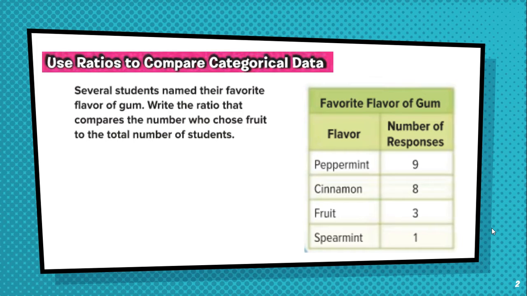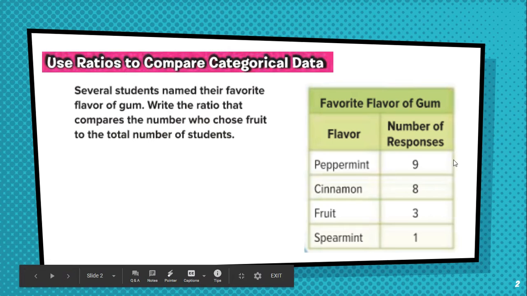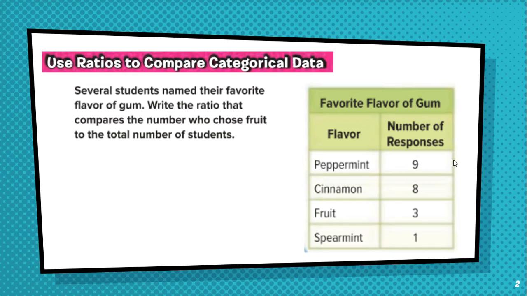So again, they're going to give this survey out to different students to figure out what the most favorite flavor of gum is. So we have peppermint has 9 people said peppermint's their favorite, 8 people said cinnamon, 3 people said fruit, and 1 said spearmint. So it says we want to figure out the ratio of who chose fruit to the total number of students. So we see in the table here that there were 3 students that chose fruit. And then all together, we have to figure out the total number of students because the other part of the ratio here is comparing the fruit to the total number of students.